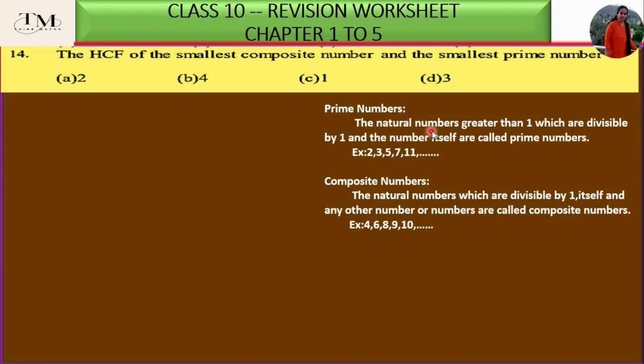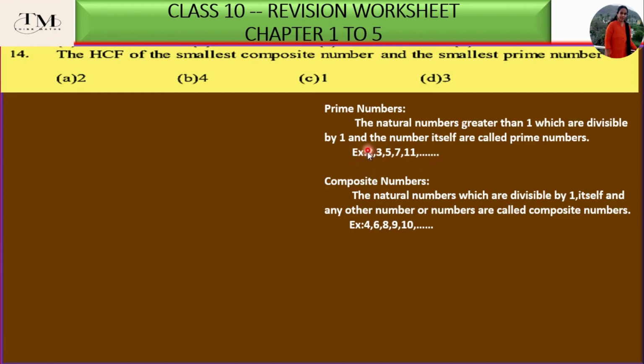It is nothing but the natural numbers greater than 1 which are divisible by 1 and itself are called prime numbers. Example: 2, 3, 5, 7, 11. Here 2 is divisible by 1 and 2, 1 and itself. If you take 11, 11 is divisible by 1 and 11, that is 1 and itself. So these are all prime numbers.